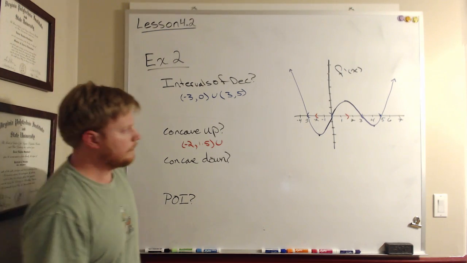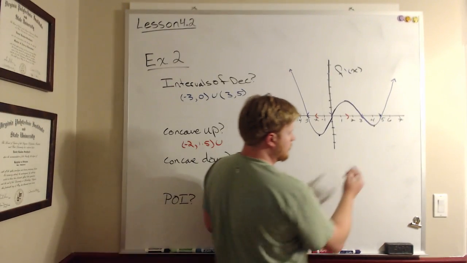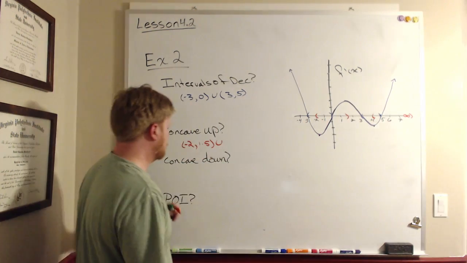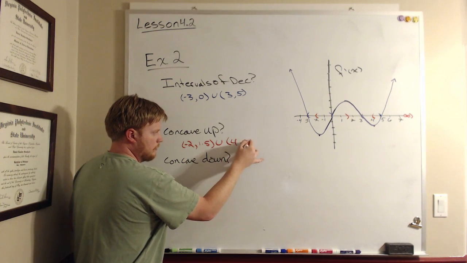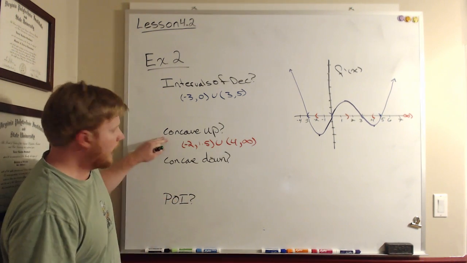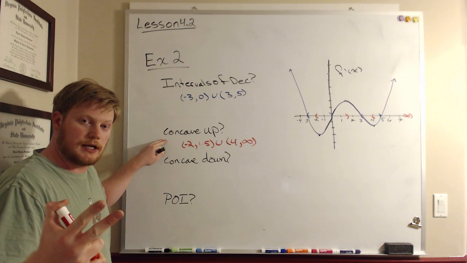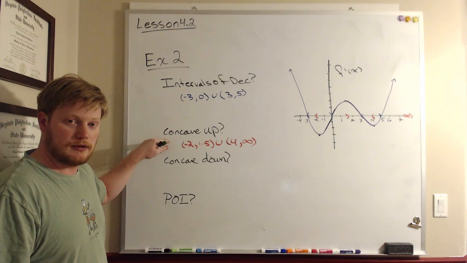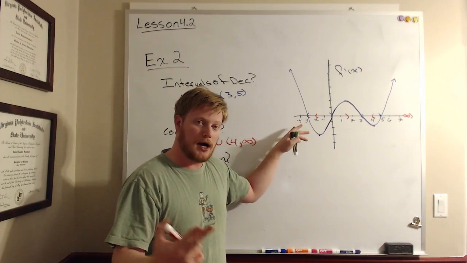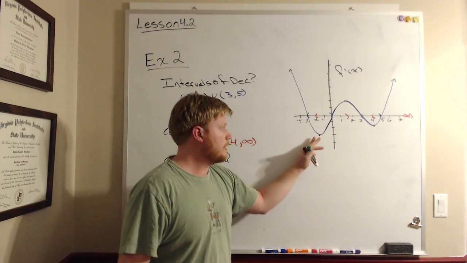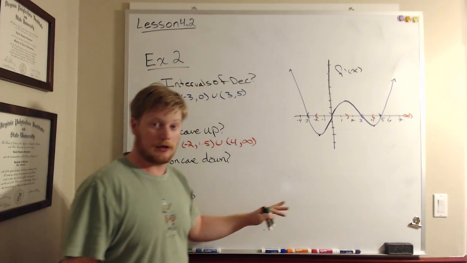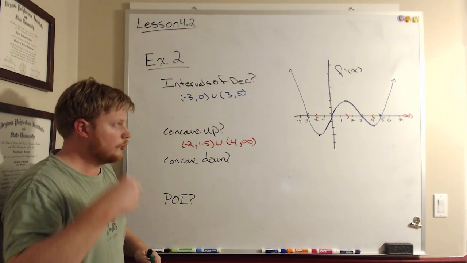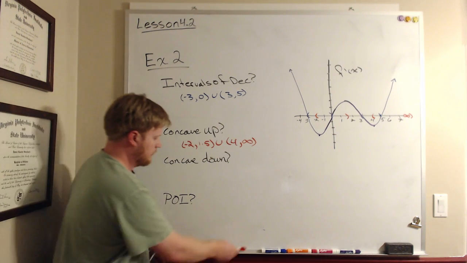But that's not the only place the first derivative is increasing. The first derivative is also increasing from 4 to infinity. Now again, concave up: the second derivative tells me that if the second derivative is positive, I'm concave up. In order for the second derivative to be positive, the first derivative must be increasing. So that's what I was looking for, the intervals of increase of the first derivative. That told me where the second derivative was going to be positive.